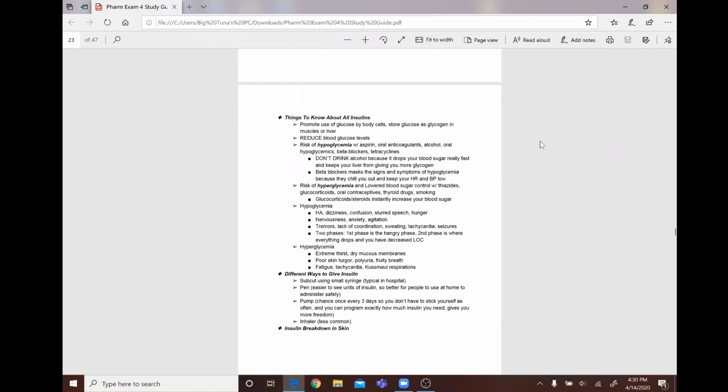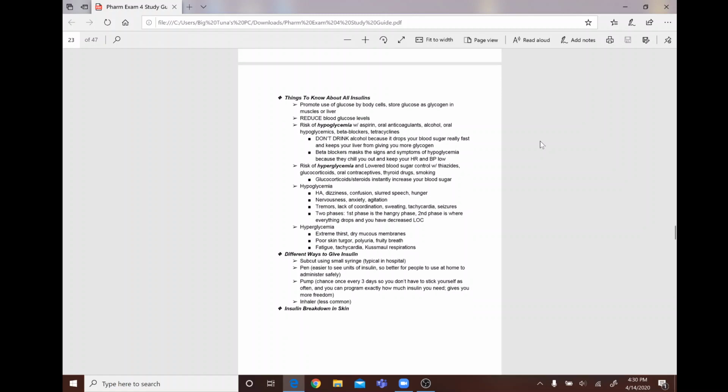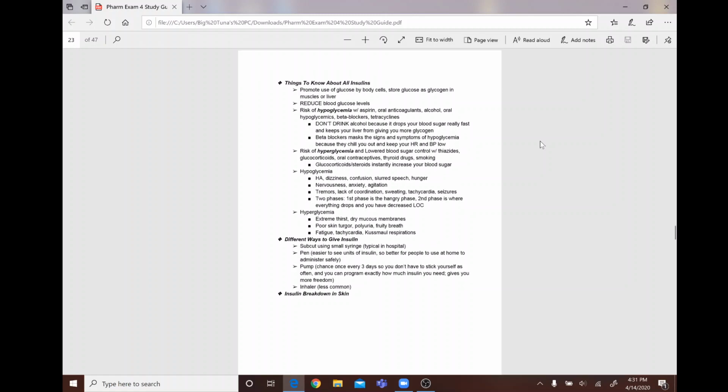What drugs, if taken with insulin, may cause hypoglycemia? Aspirin, oral anticoagulants, alcohol, oral hypoglycemics, beta blockers, and tetracyclines. What drugs, if taken with insulin, may cause hyperglycemia? Thiazides, glucocorticoids, oral contraceptives, thyroid drugs, and smoking.